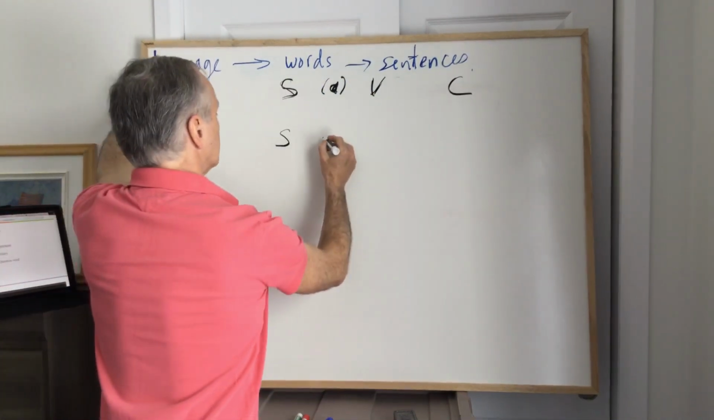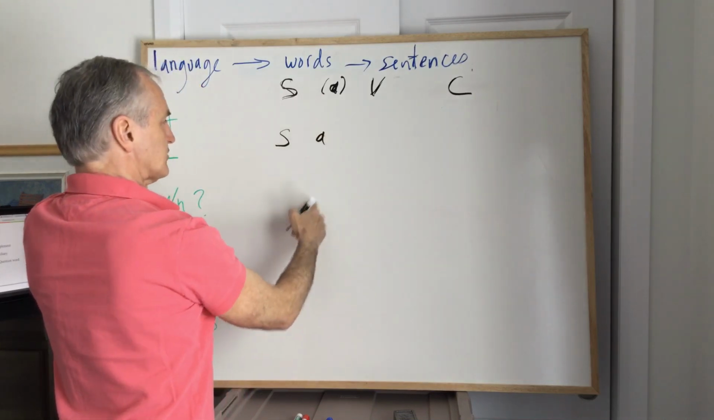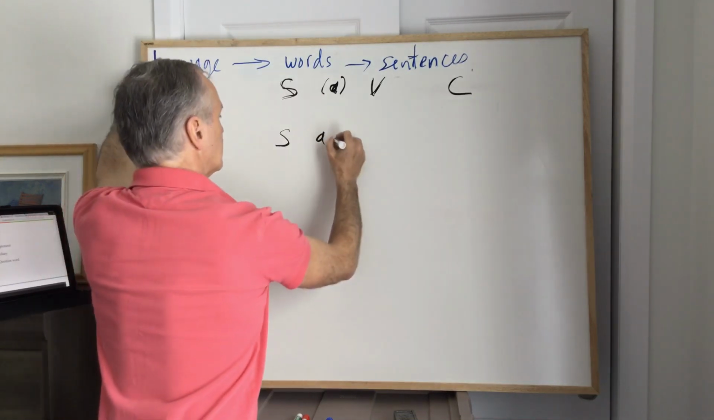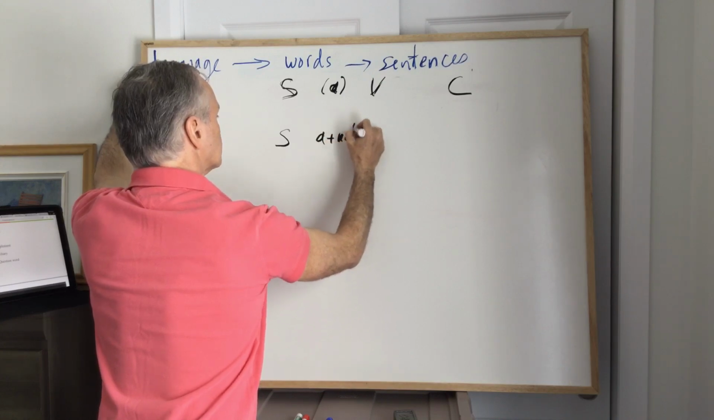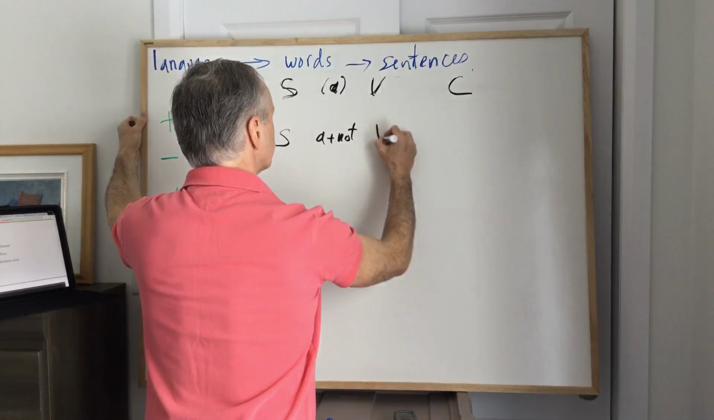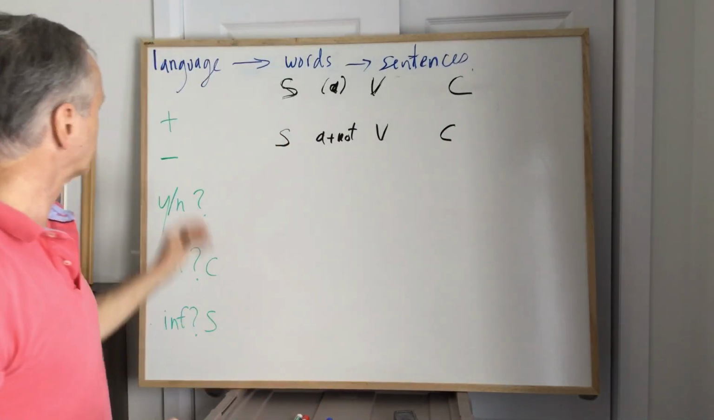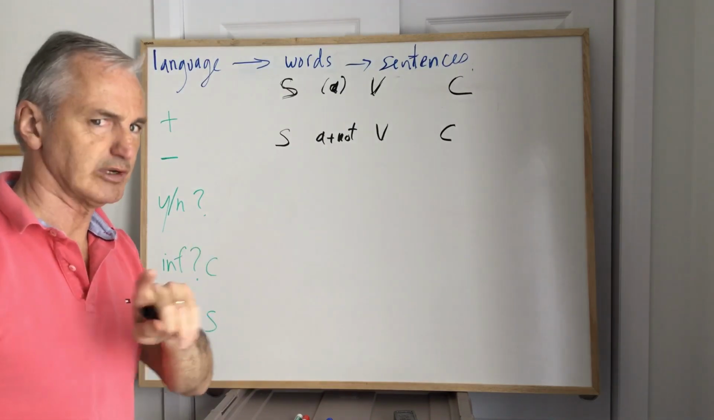Negative, okay? Here you have to use an auxiliary. So I'm not putting parentheses. You must have an auxiliary with not, okay? Then you have the verb, and finally the complement. That's how you make a negative sentence. I'll show you an example in a minute.